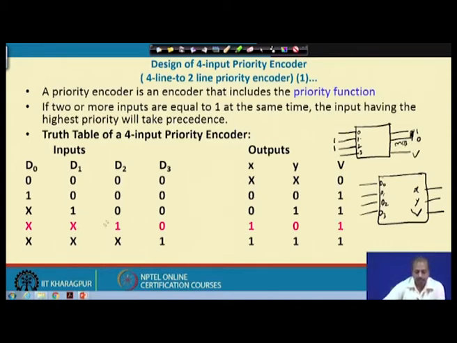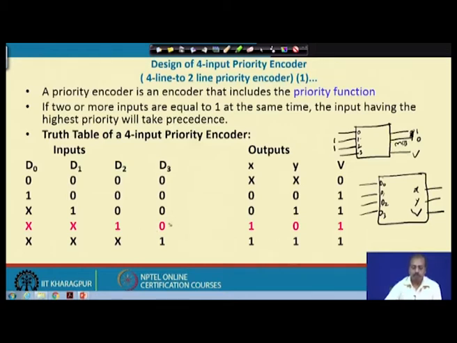Similarly, if the input D2 is equal to 1, then irrespective of the values in D0 and D1, if D3 remains equal to 0, then x y should be 1 0 and the valid bit should be 1, telling that input D2 is 1. And finally, if D3 is equal to 1, it does not consider the values in D0, D1 and D2, it produces output 1 1, telling that D3 is high. So, this line D3 has the highest priority. If D3 is equal to 1, we do not look into other values of D0, D1 and D2, and we straightway tell that the output is 3.